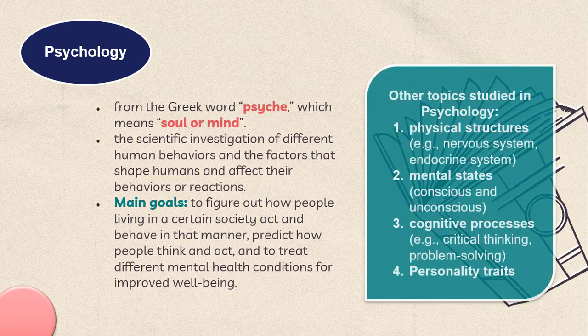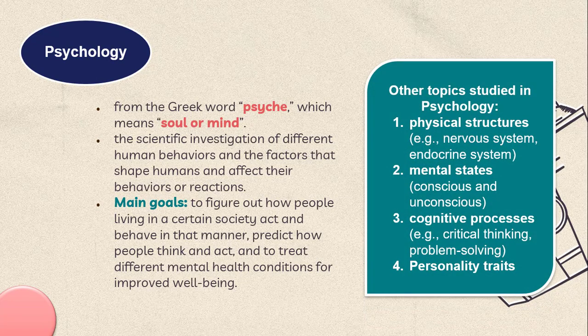Other topics studied in psychology are physical structures of the human body such as the nervous system, endocrine system and the like. Mental states such as the study of the conscious and the unconscious parts of the human brain. Cognitive processes such as critical thinking, problem solving, and others. And personality traits and many others.